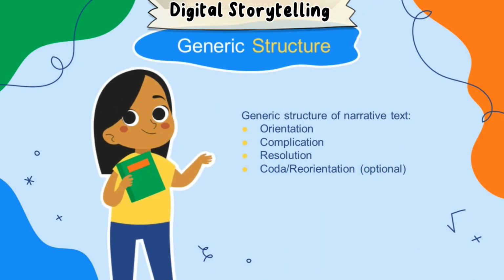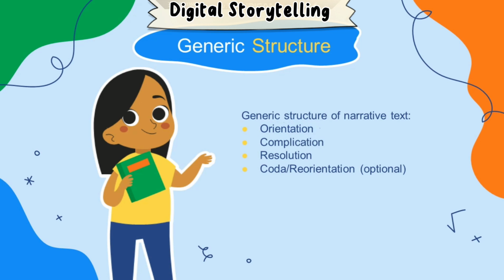And this is generic structure. Generic structure of narrative text. The first is orientation. Orientation sets the stage for the story. So when reading the orientation part, we should be able to identify the characters and setting.